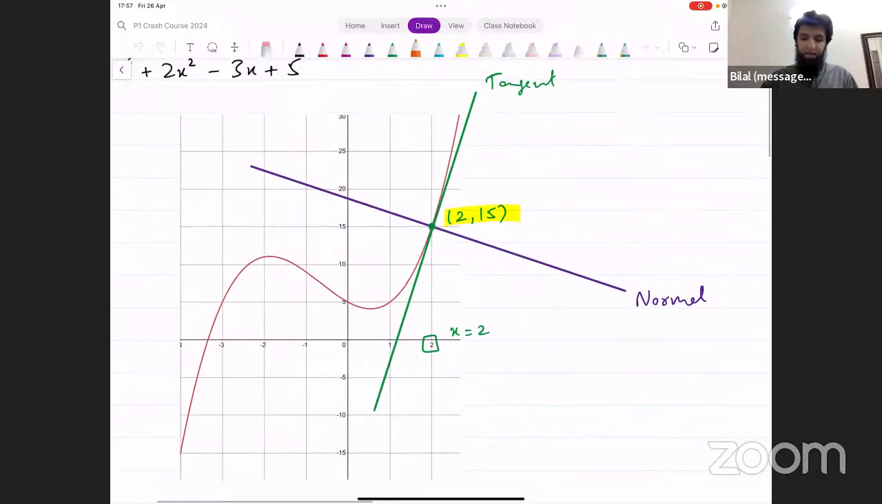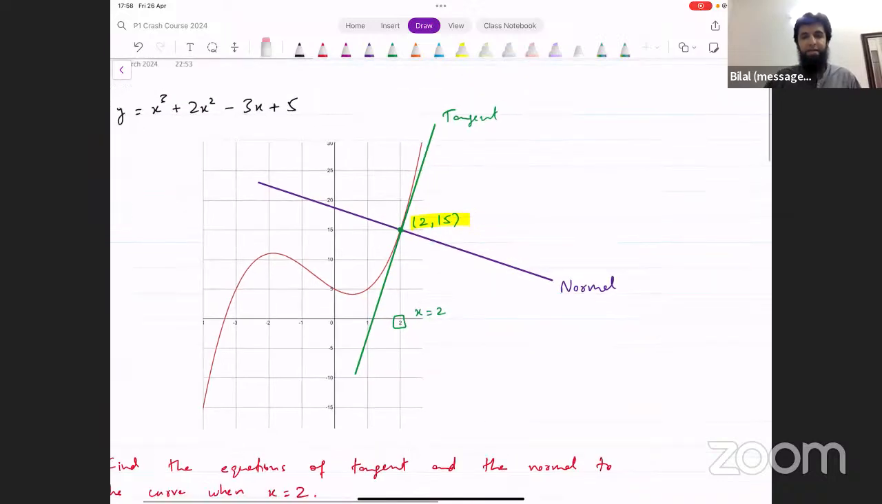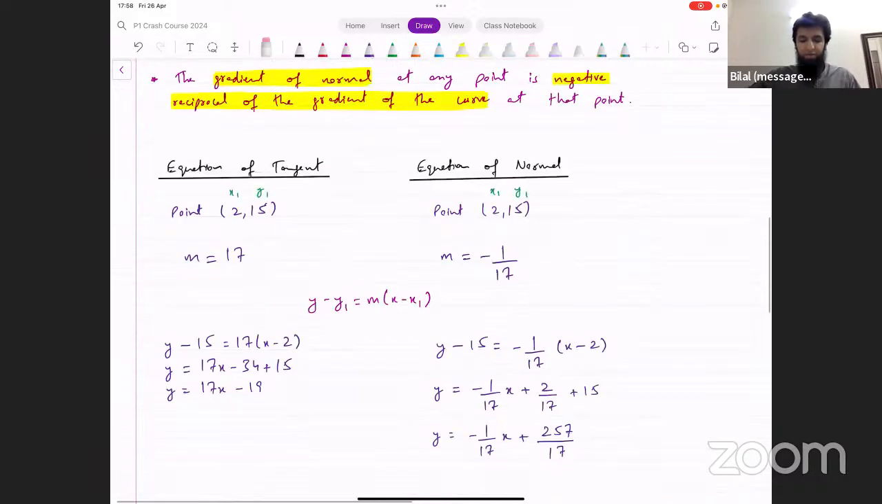Tangent is a line that has the same direction as the curve at a point. Normal is perpendicular to the curve. So for tangent, you use the same gradient as the gradient of the curve. For normal, you take the negative reciprocal of that. Okay. Tangent has the same gradient as the curve. Normal's gradient is the negative reciprocal of the gradient of the curve. That's the difference between the two.